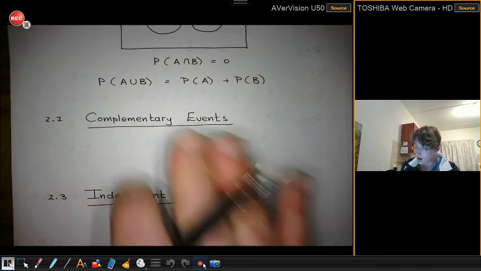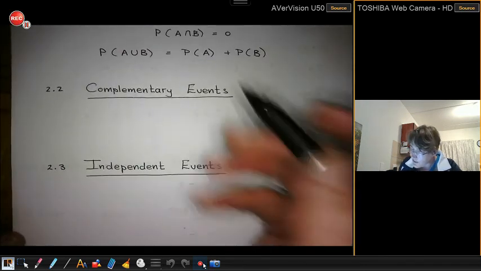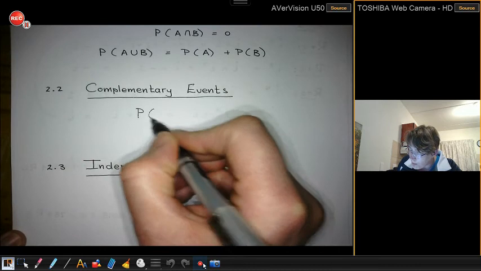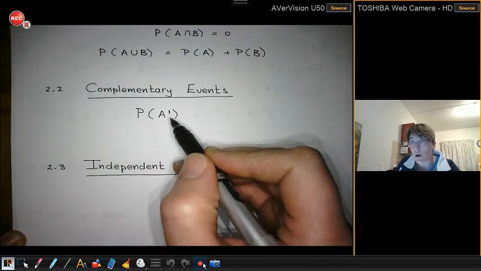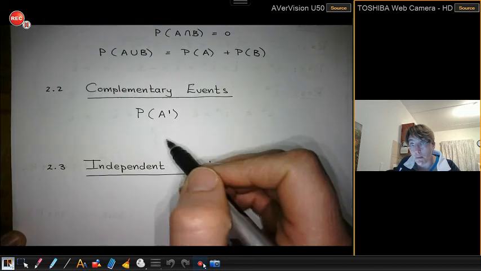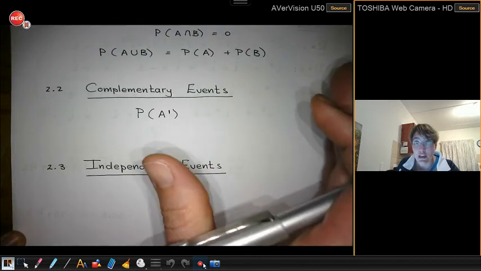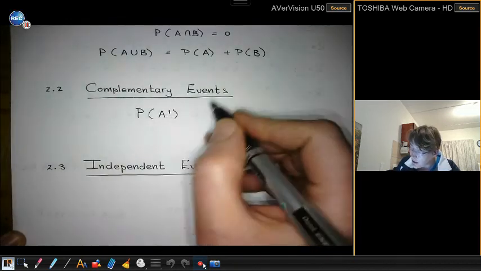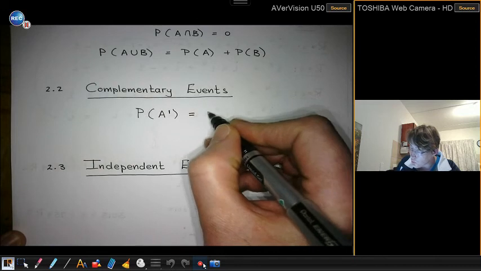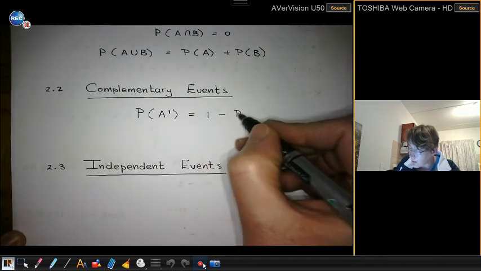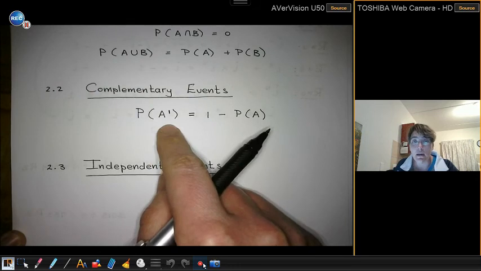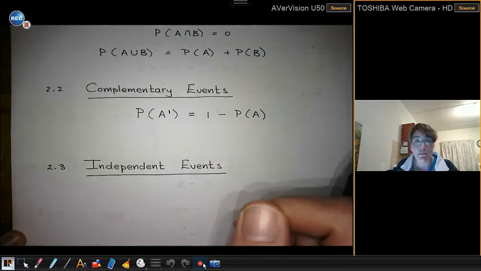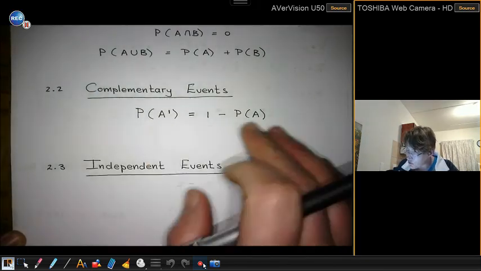Great. Complementary events. So if I talk about complementary events like the complement of A, the complement of A means the probability of A not happening. Now please remember, very important here, this is not on your formula sheet, you need to know this off by heart. The probability of the complement of A is equal to 1 minus the probability of A. Just like the probability of the complement of B will be equal to 1 minus the probability of B. So please, please, please remember this.